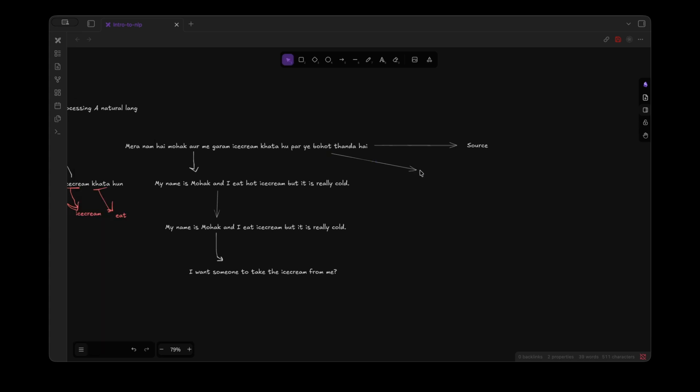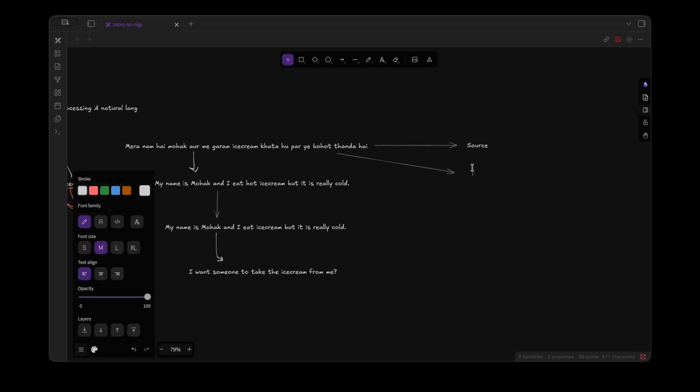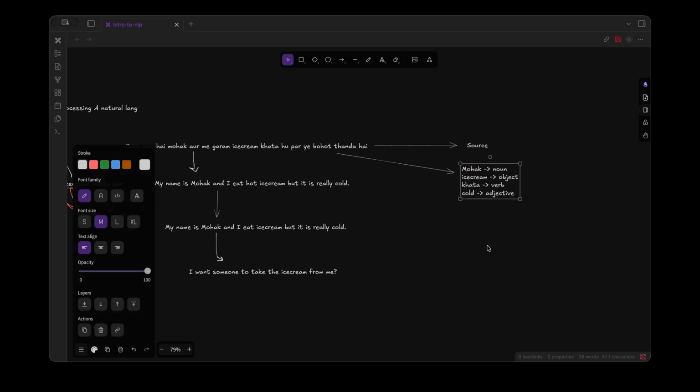अब यहाँ से हम क्या कर रहे हैं, इस चीज़ पे हम और एक काम कर रहे हैं, राइट? इसी चीज़ को हम ग्रामेटिकली डिवाइड कर रहे हैं कि यहाँ पर मोहक इज़ द नाउन, ओके? आइसक्रीम माइट बी दी ऑब्जेक्ट, खाना इज़ द खाता, एक्चुअली खाता इज़ द verb, adjective or basically cold might be the adjective. Okay, so these are some things which we get.